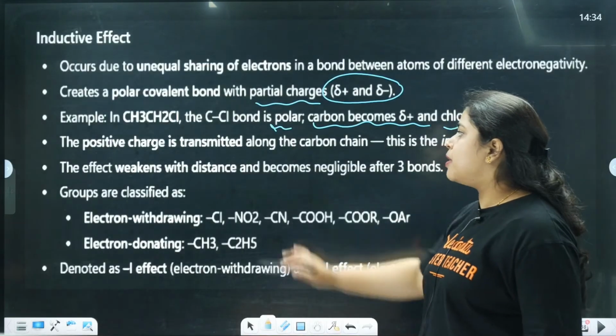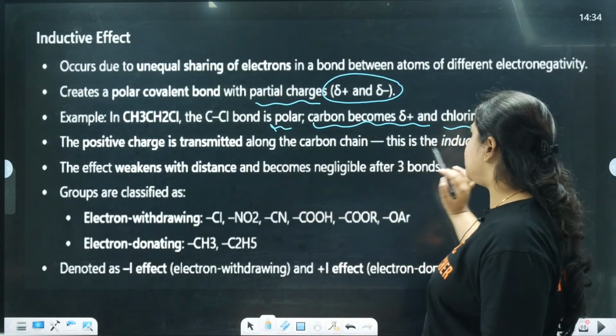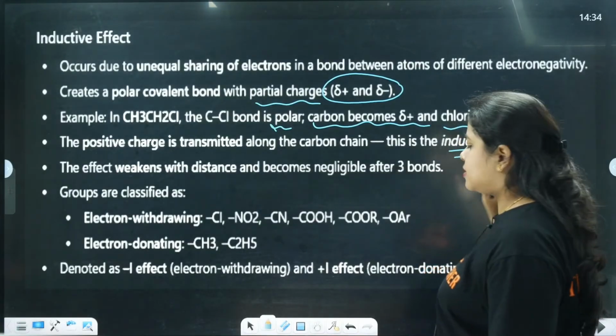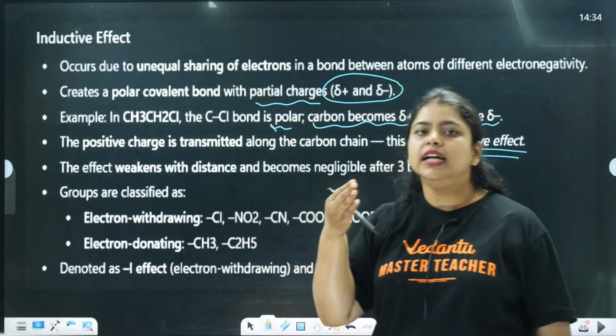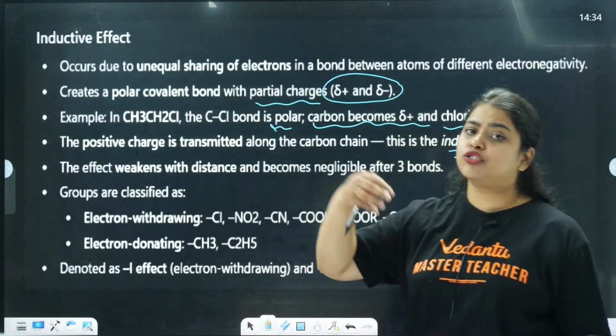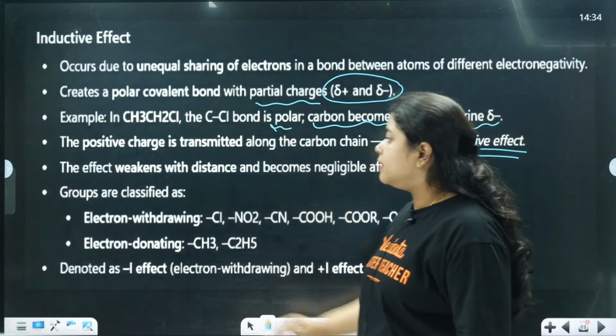Clear? Next, the positive charge is transmitted along the carbon chain. This is called the inductive effect. Now how is the transfer happening? According to that, it is called an inductive effect. It means the electron is being given from the positive to the negative, carbon giving the electron to the chlorine. Like that. Okay, that is inductive effect.